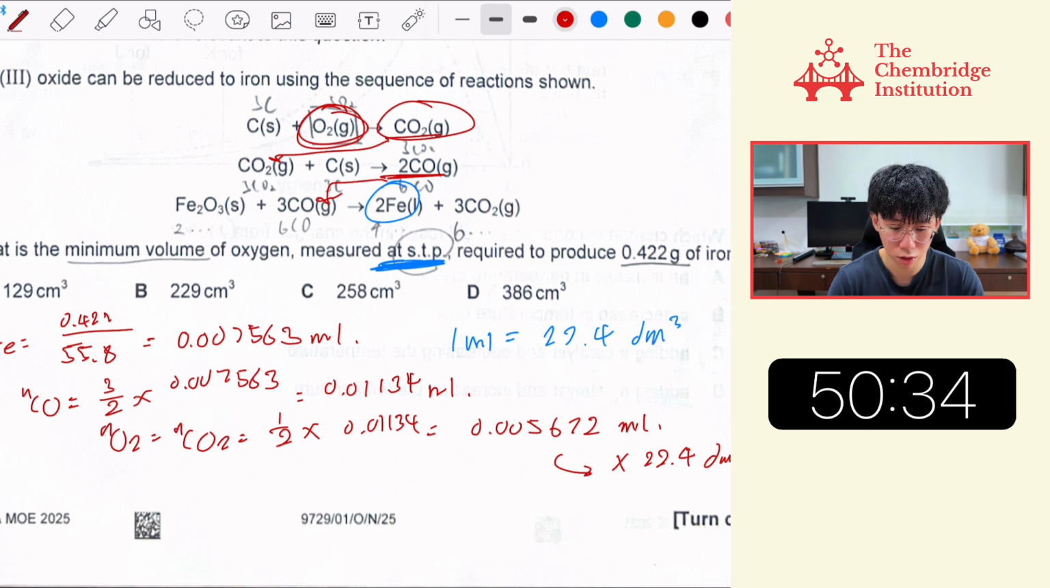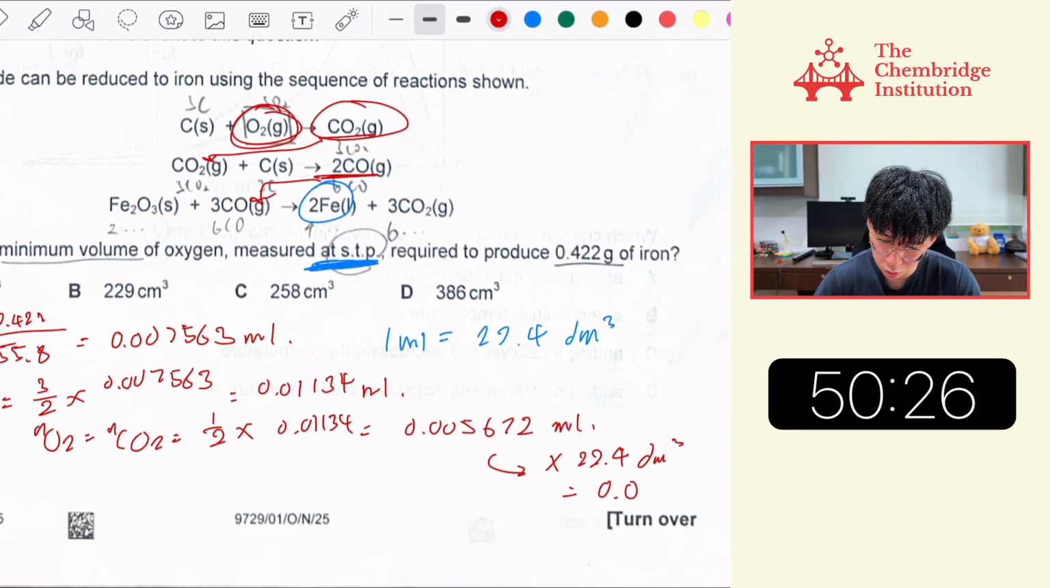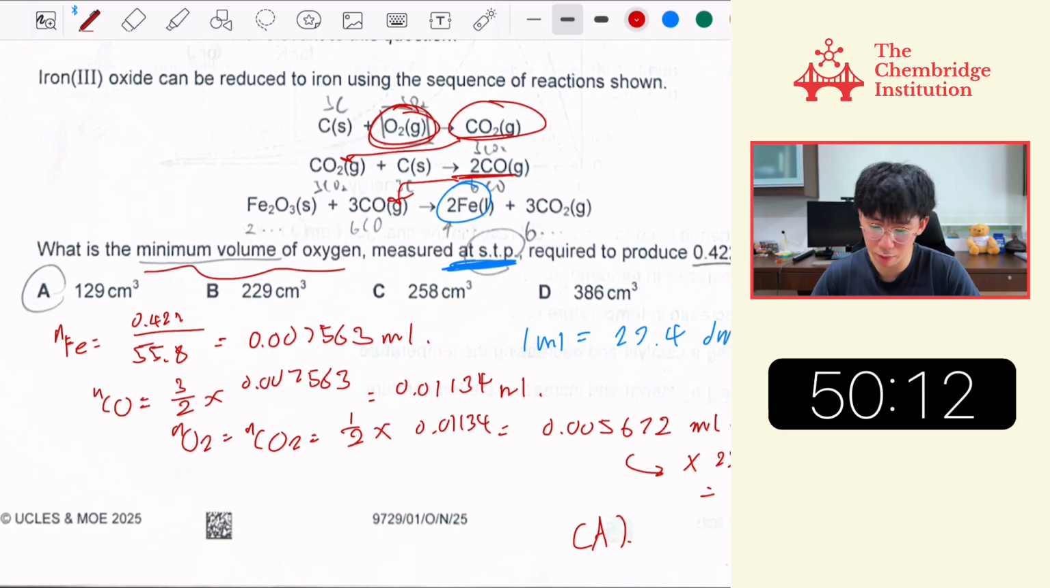So I just times 22.4 dm cubed. This looks to be about... no, this is 0.1271 dm cubed. And I'll pick the closest answer, which is A over here. Yep, so I'll just get A, 129 cm cubed around there. Oh, it is the minimum volume, so I expect A to be higher.